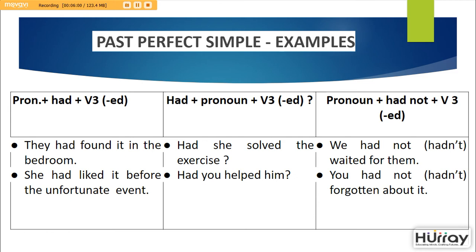And finally, negative connotation where you have a pronoun like it is denoted in the first sentence, we. Then you have had not, which can be turned into the contraction hadn't. Waited is your verb ending in ed. For them indicates the object. Similarly, you have the sentence, you had not or hadn't forgotten about it.